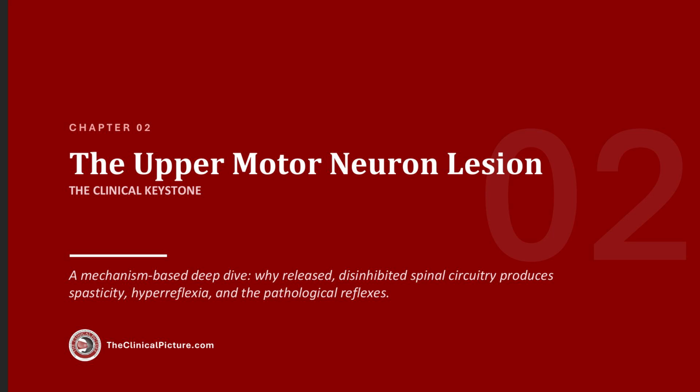Everything to this point described the corticospinal system working normally. Here we study what happens when it's damaged. I want you to leave this chapter understanding the UMN syndrome mechanistically, not as a list of signs to memorize, but as the predictable consequence of removing cortical control from the spinal cord. Get this, and spasticity, hyperreflexia, and the Babinski sign stop being facts and start being logic.